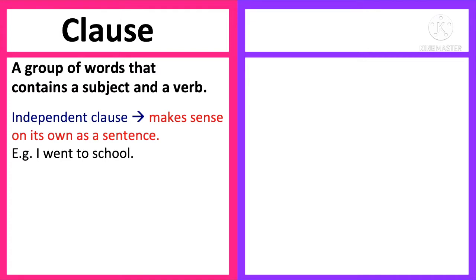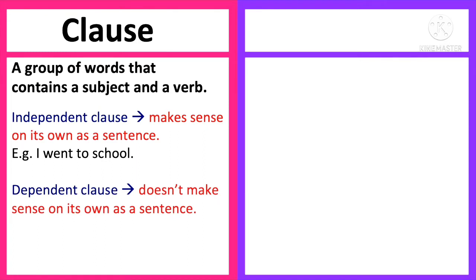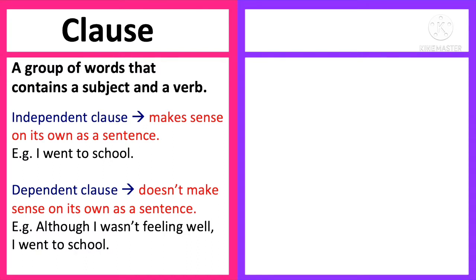The second type is the dependent clause. The dependent clause does not make sense on its own as a sentence. For example, although I was not feeling well. As we can see from this example, the clause does not convey a complete thought. We would require more context to understand it. Therefore, we can add an independent clause to complete the sentence like this: Although I was not feeling well, I went to school.